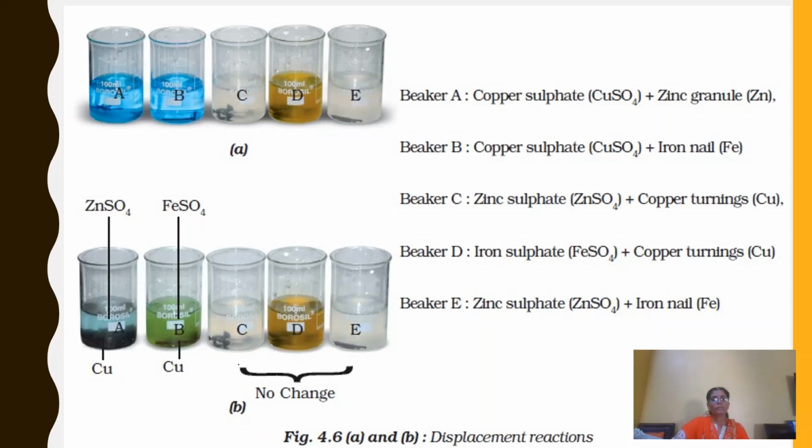It is called a displacement reaction. Now, how do we come to know this order of reactivity? Here we have seen only three metals, zinc, iron and copper. That is, zinc is more reactive than iron, and iron is more reactive than copper. So we have arranged this order: zinc, iron and copper.